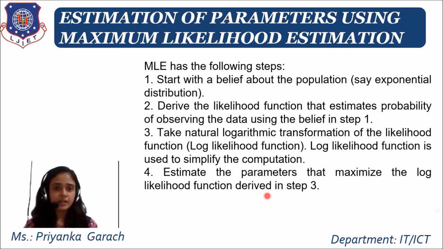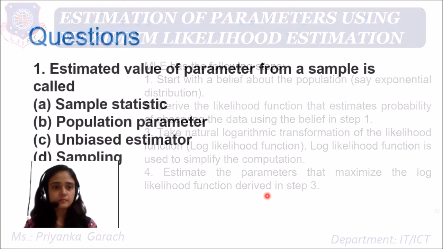What is the first step? You have to start with the belief about the population, that suppose it follows the exponential distribution. The second step is to derive the likelihood function. Third step is to take the log of that likelihood function, and the fourth step is to estimate the parameters that will maximize the log likelihood function. So these are the steps in the MLE.